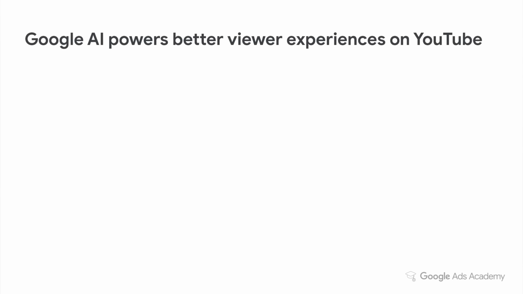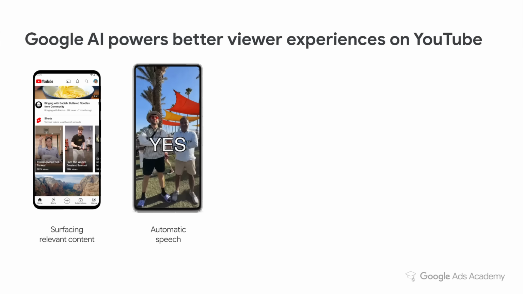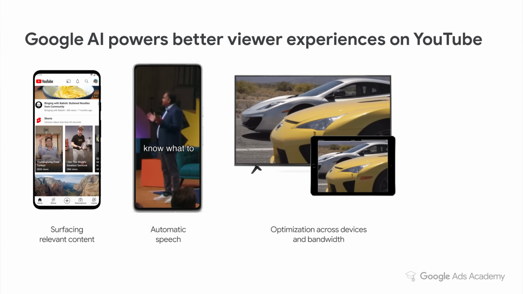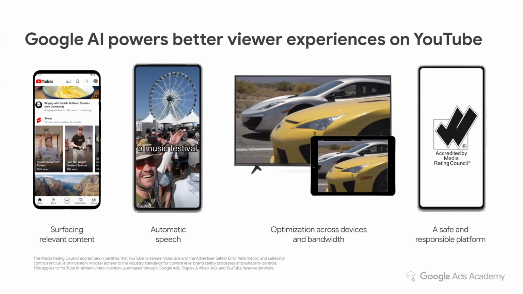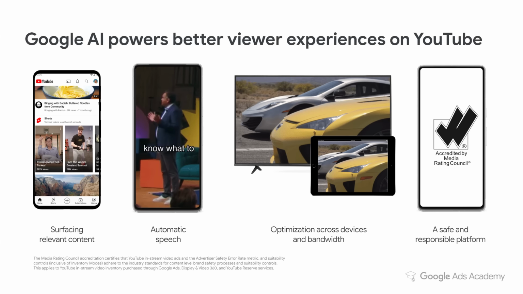There is only one YouTube. AI is in the DNA of our platform. Today, Google AI powers so much of what people love about YouTube. On YouTube, Google AI helps surface what's relevant to you. Every day, our system learns from billions of signals to find the videos users want to watch.